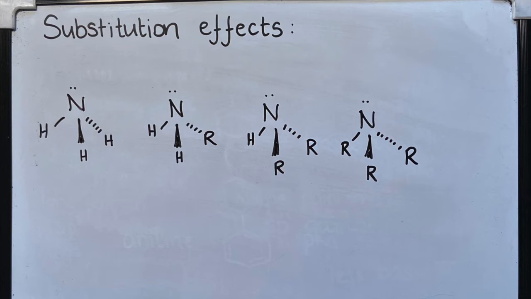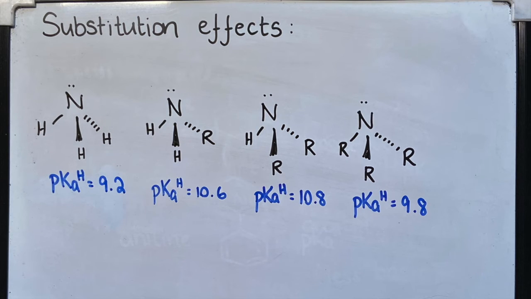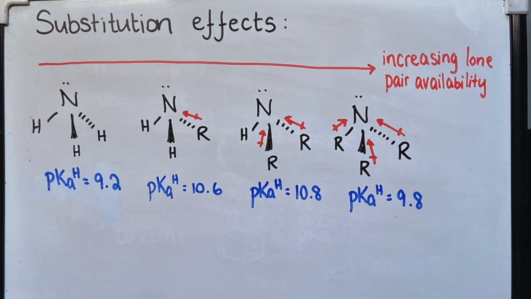Finally, we are going to look at the effect of increasing substitution on the strength of amine bases in a water solvent. Take this series, NH3, NRH2, NR2H, and NR3. The pKa-H pattern seems strange in this case. It peaks in the middle. So what could be the reason for this?